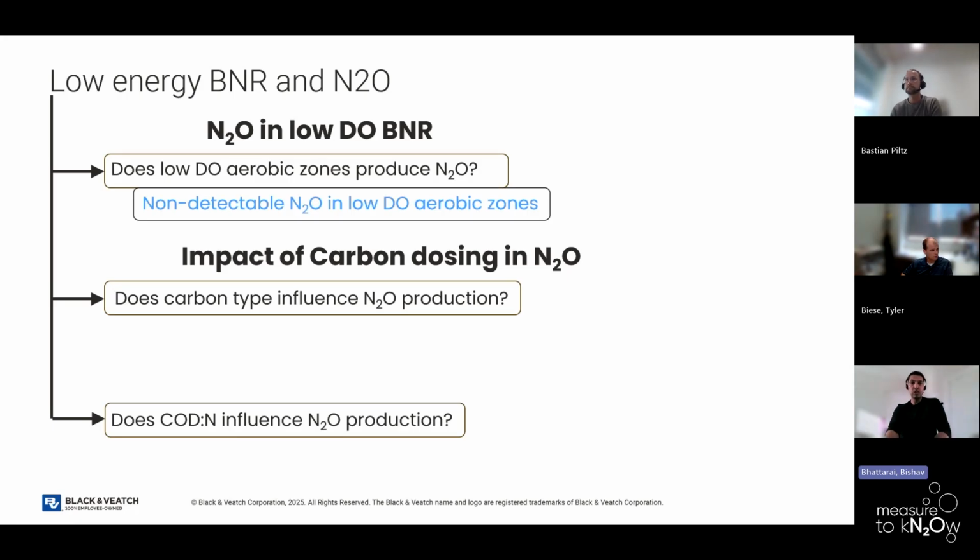we had a question whether our low DO aerobic zone is a big red flag in terms of nitrous oxide, but looking into our aerobic zones' nitrous oxide profile, we don't see that low DO is a hotspot, basically.